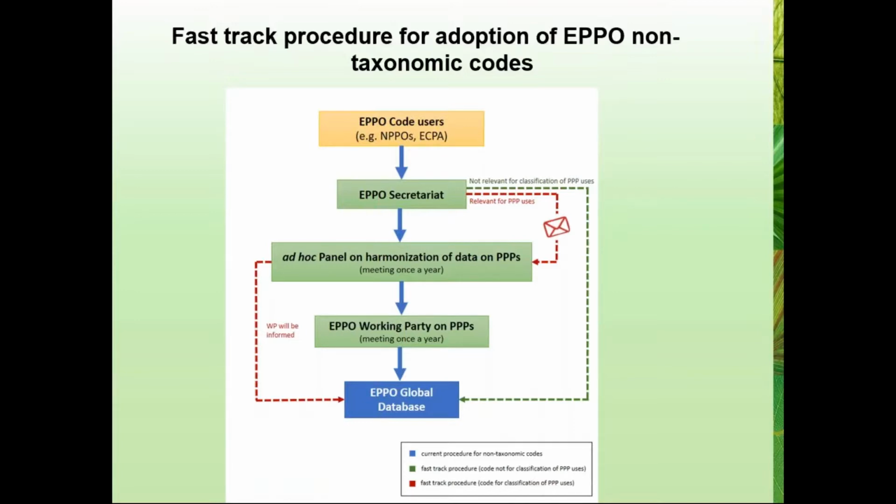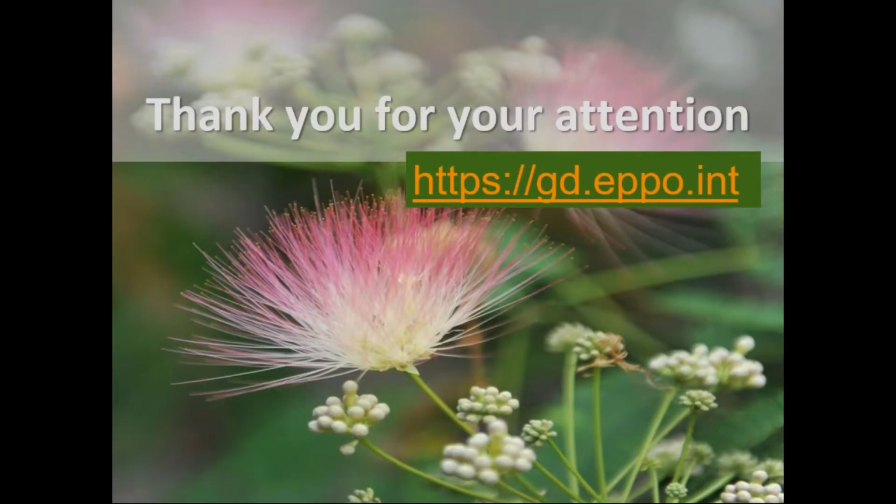So any EPPO code user who feels that a new code needs to be created, I'm talking about a non-taxonomic code, can contact the EPPO Secretariat. The EPPO Secretariat will be in charge of sharing it, if relevant, with the panel, and if the panel believes it's a code that can be easily implemented in Global Database, and there's agreement and no particular problem, we can integrate it into Global Database straightforwardly. Of course, then it will be our task to inform the working party and all the relevant bodies. I think that's it. So thank you for your attention, and if any questions.